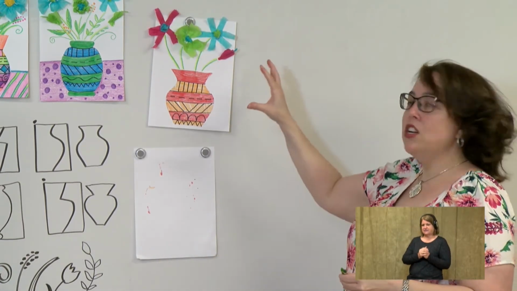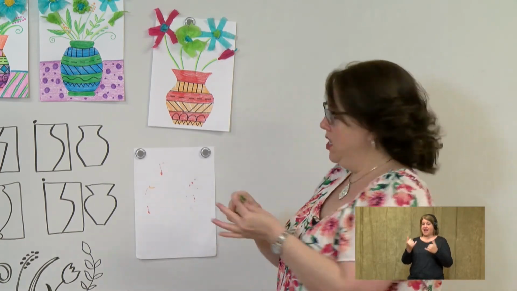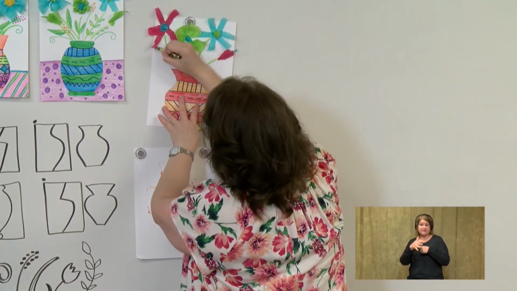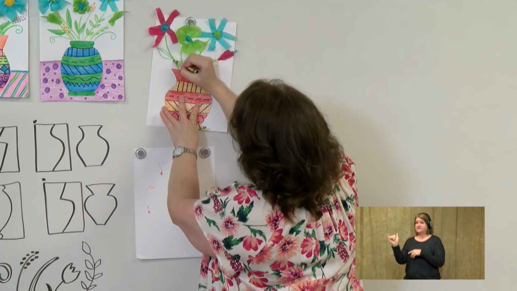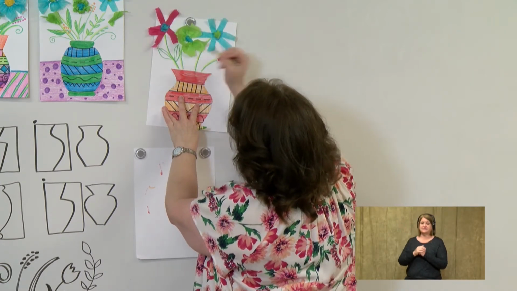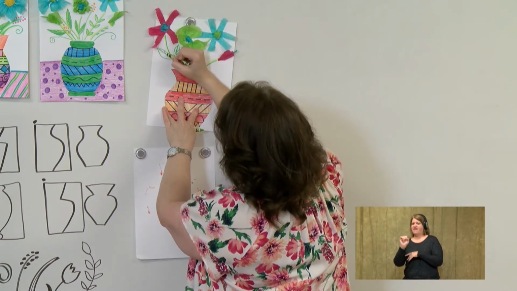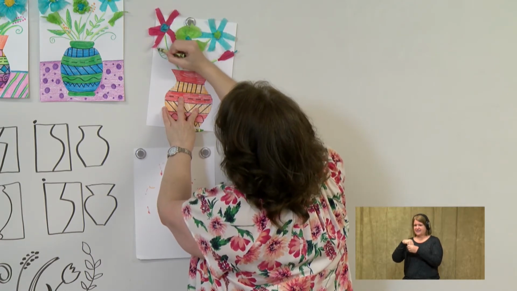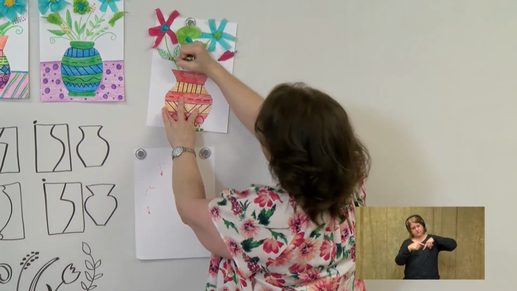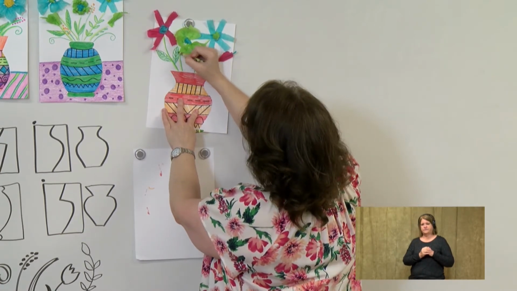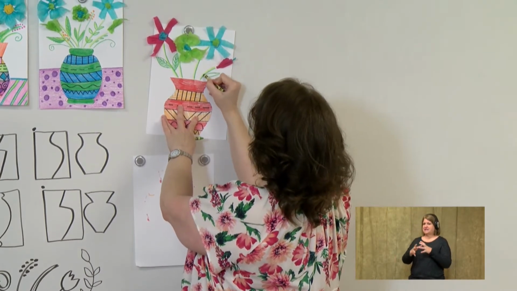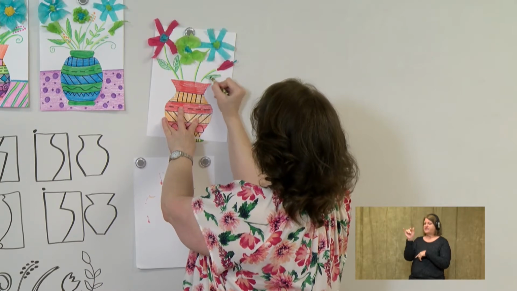All right, now we added our stems. It's time to add our leaves. We could make some big leaves like this. And I'm going to add some little veins in these leaves. All right. Let's add some big leaves to this one because I think they're the same flowers.